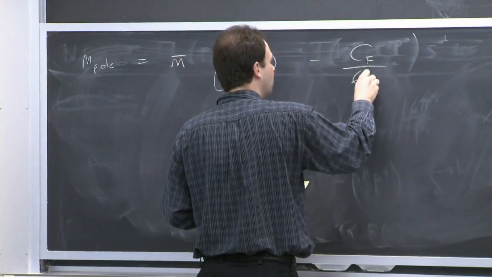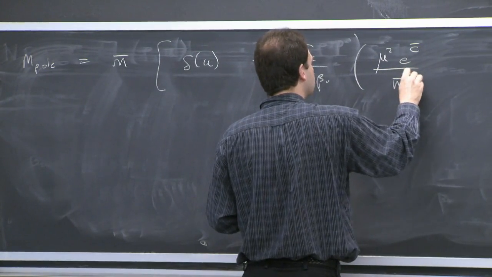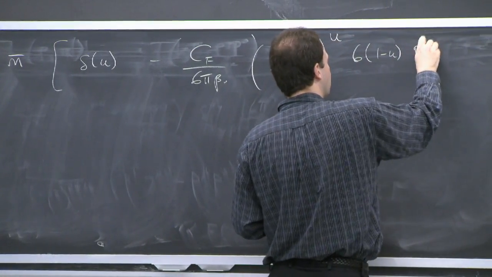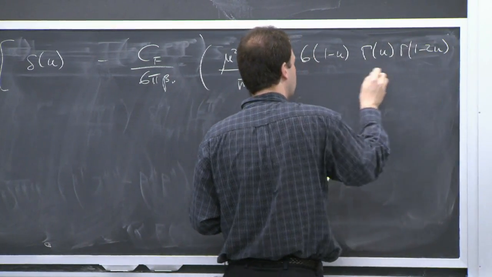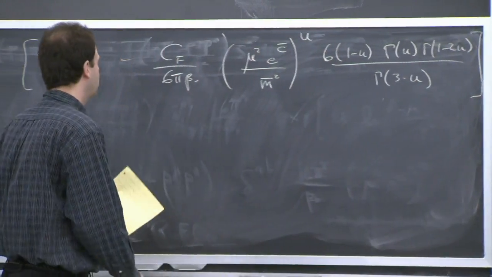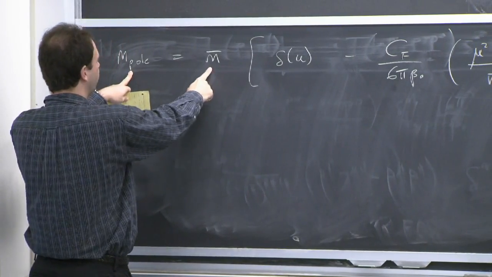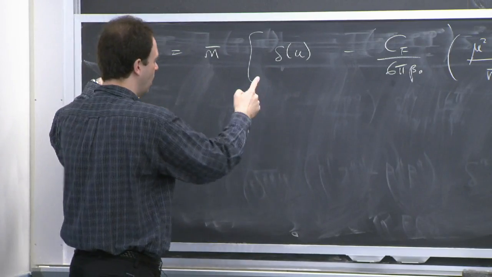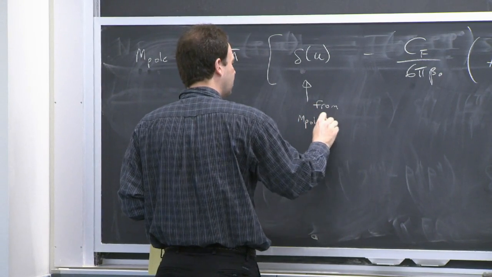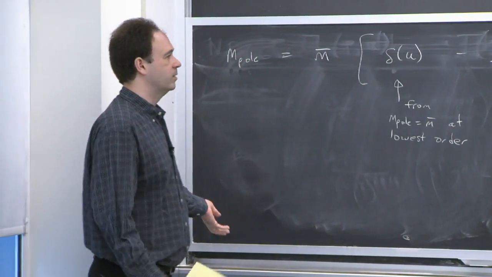So after the dust settles, this is what it looks like. 6, 1 minus u, gamma of u, gamma of 1 minus 2u over gamma of 3 minus u. So the piece that we just calculated, or sketched how you would calculate, is this. And then there's the tree level relation between these two things, which in alpha S space was just that m pole is equal to m bar. But when you transform 1 to the Borel space, you get a delta function. So this comes from just that equality at lowest order. It becomes a delta function in the Borel space.